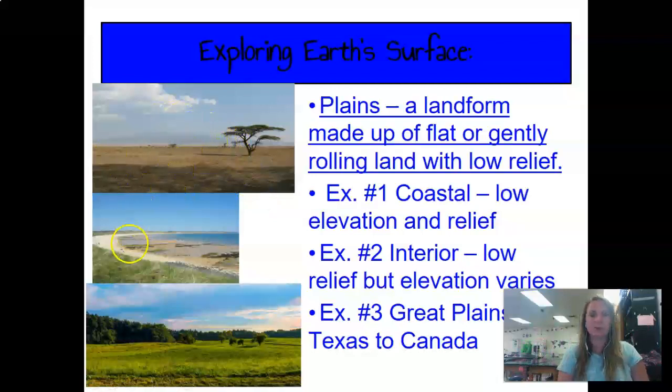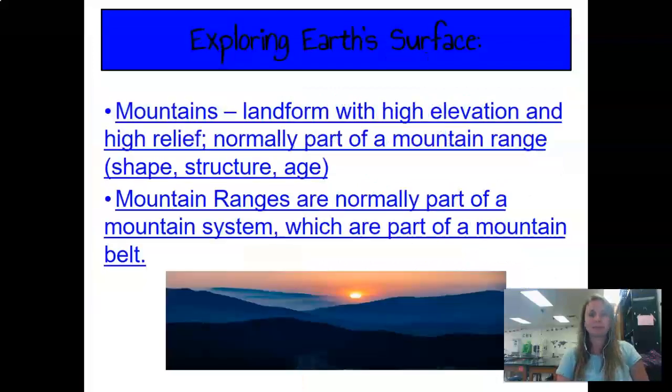You can have our coastal plains, and as you can see, that's just a super flat area. This is normally a representation that the water just keeps receding back, and back. So low elevation of relief. And then finally our Great Plains, which is like Texas and Canada. Once again, landlocked, but clearly a different type of environment. So coastal, interior, and then our Great Plains.